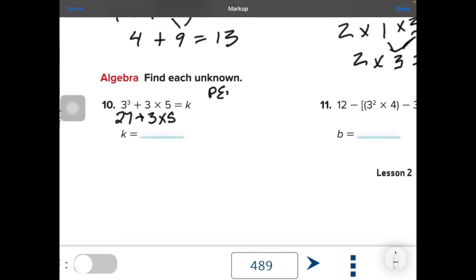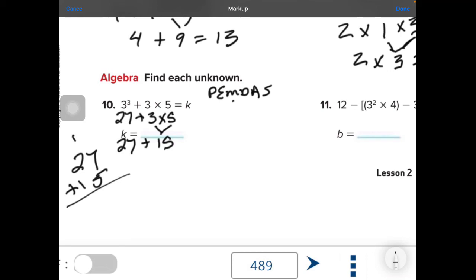So Please Excuse My Dear Aunt Sally. What do we need to do next? You're right, multiplication first. So then this is going to be 15. I'm writing over my board, and that's okay. Plus 27. So 27 plus 15 is 42. So I'm going to write K equals 42 and circle it.